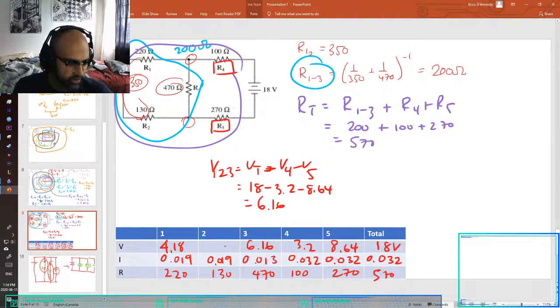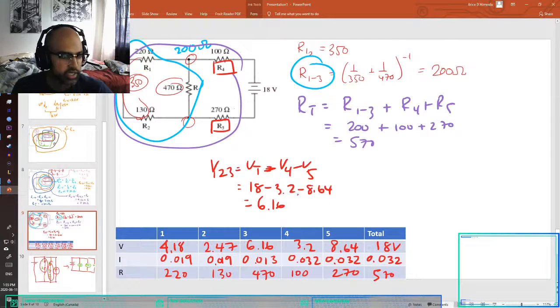0.019 times 130. I'm getting 2.47. Did I make a mistake somewhere? Okay, it doesn't add up. I gotta double check my numbers now. Something went awry, so let's check it again.